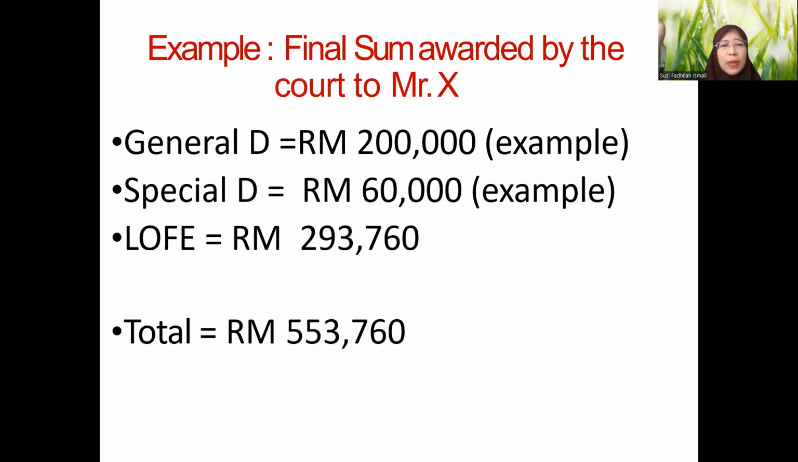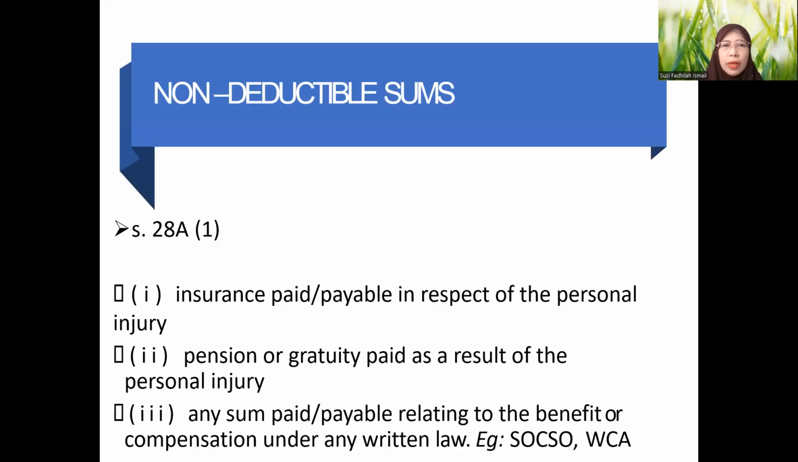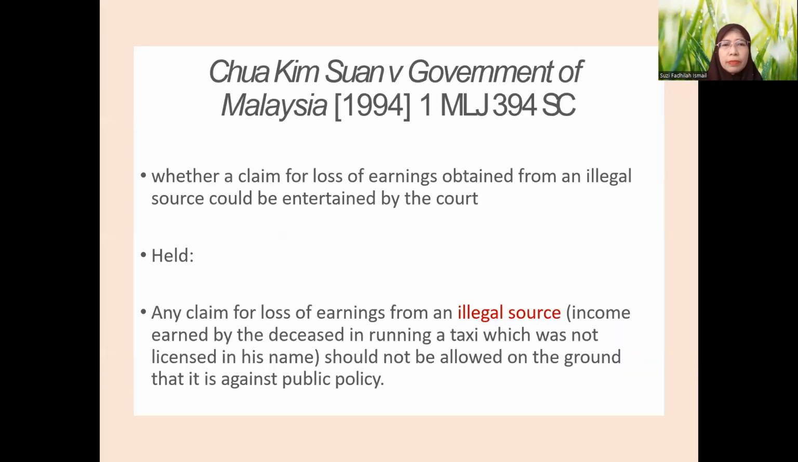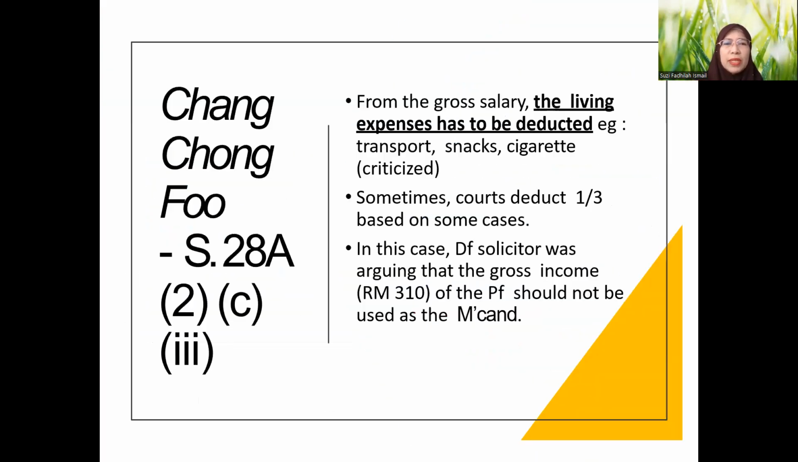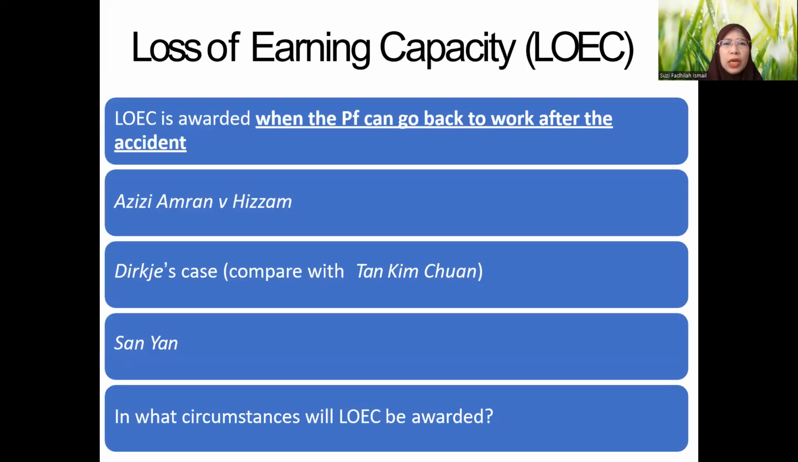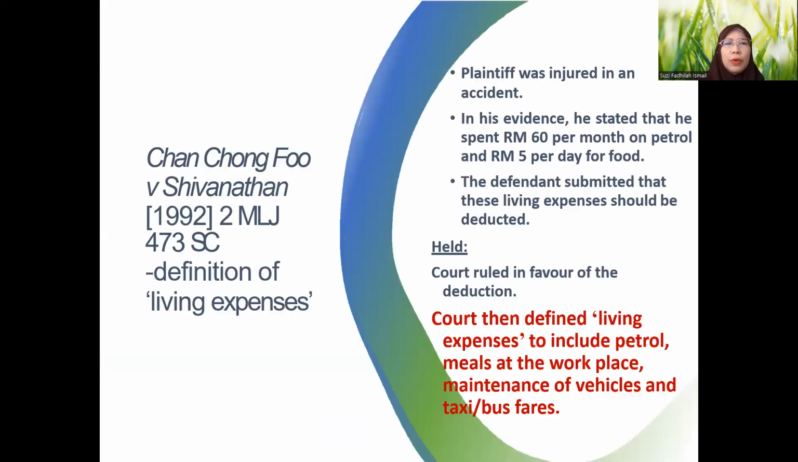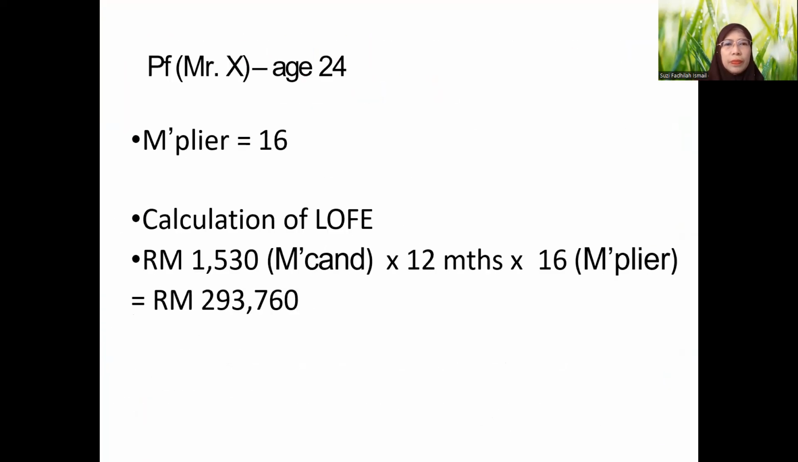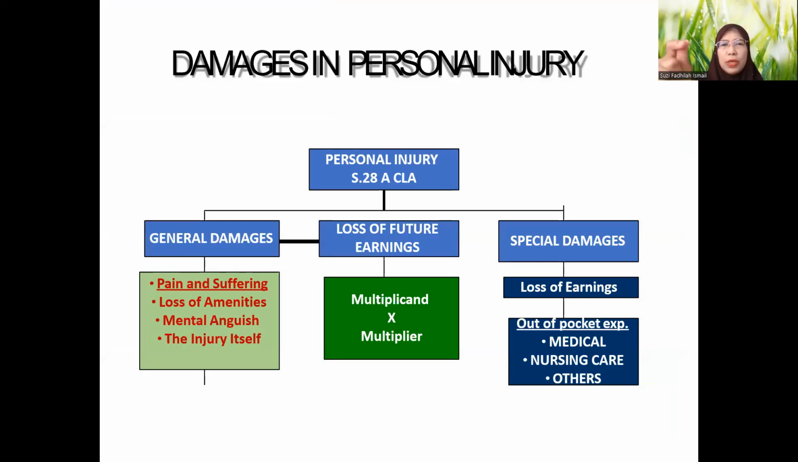Meaning here the plaintiff can get general damages, pain, suffering, loss of amenities, whatsoever, and special damages based on the receipt, for example hospital bill, and LOFE, loss of future earning, which is based on calculation, and we total it up all together, so can claim together all these things. And then we also have non-deductible sum. This is in reference to multiplicand. This one we are going to discuss tomorrow, and this is the case law. We have quite a number of cases for LOFE, and then this is another part, LOEC. So we stop here because we still have tomorrow, so no need to worry. We have come until this slide.